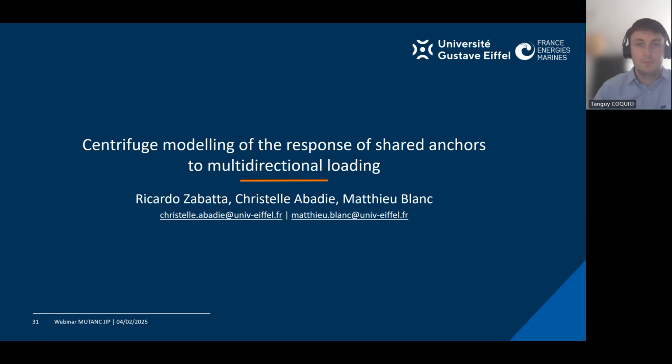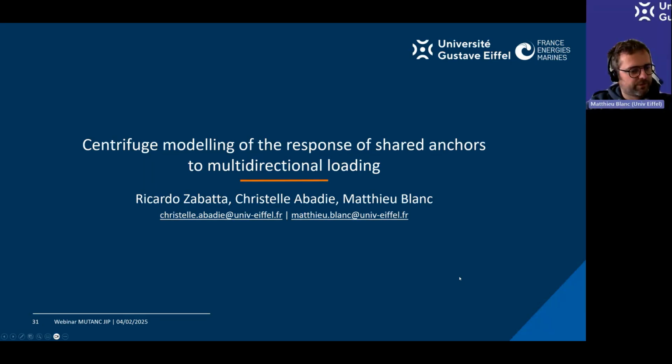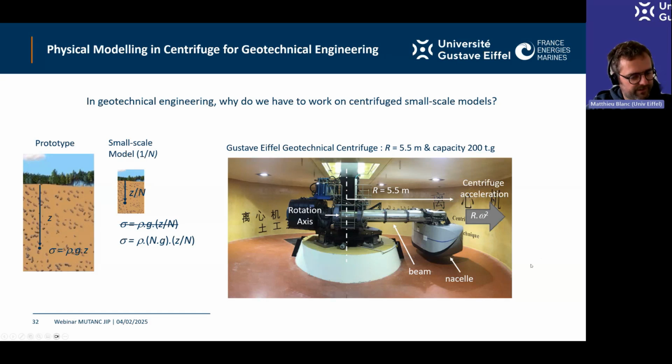I will present you the centrifuge modeling of the response of shear anchors to multidirectional loading. So this study will focus on centrifuge tests. First, I will introduce you to the principle of physical modeling in centrifuge for geotechnical engineering.